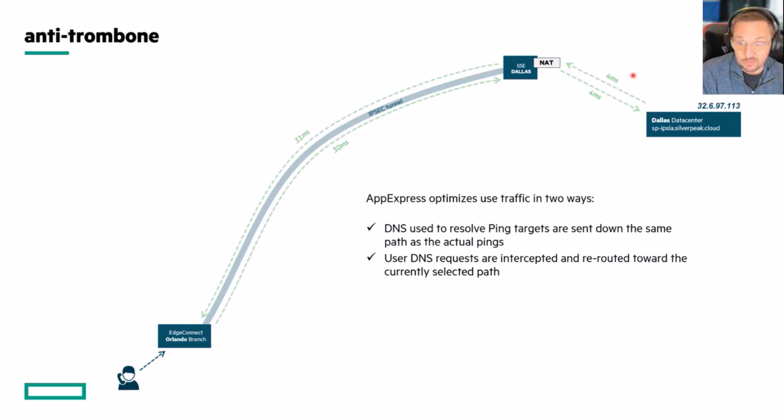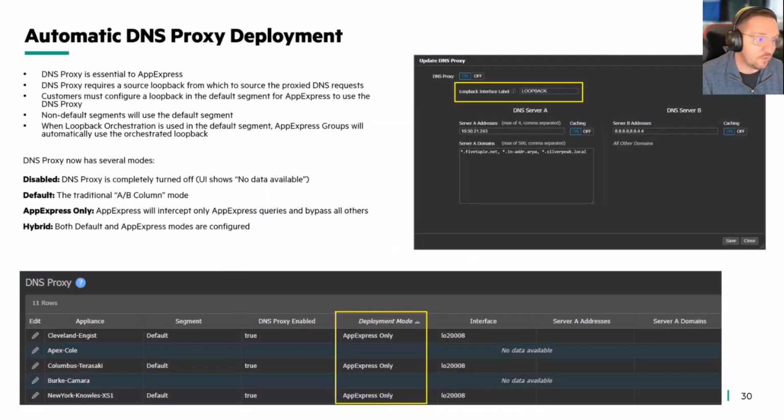This optimization is incredibly important because if you're resolving IPs one way and polling the other, you will not get the right answer with regard to the proper path from a performance standpoint. It's important, and it's a tricky problem to solve. And the way that we solve it is through the use of the DNS proxy.